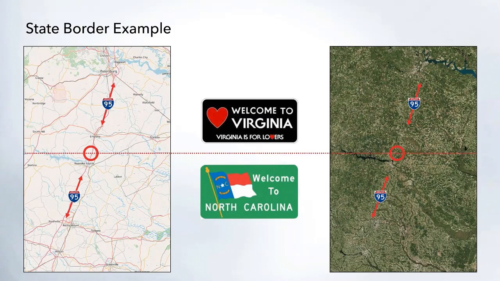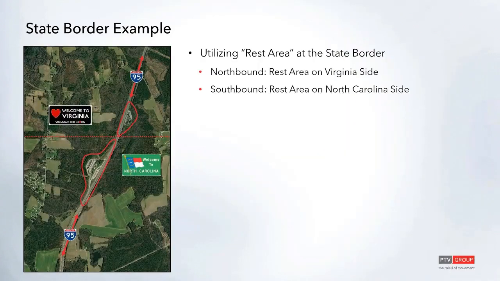So our first one here, the state border, we're taking a look at the border between Virginia and North Carolina along I-95. And for this example, we're actually going to utilize the rest area at both of the state borders as a location to perform this testing. So on the northbound side, we'll take a look at the Virginia rest area, and then on the southbound side, we're going to look at the North Carolina side.